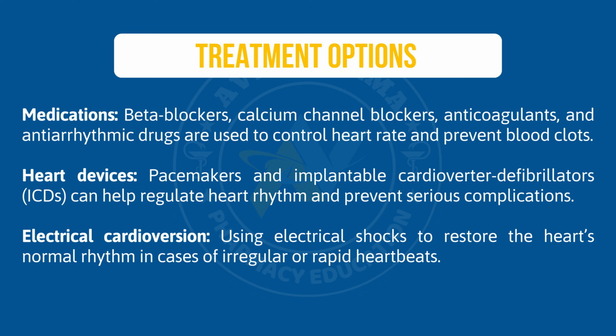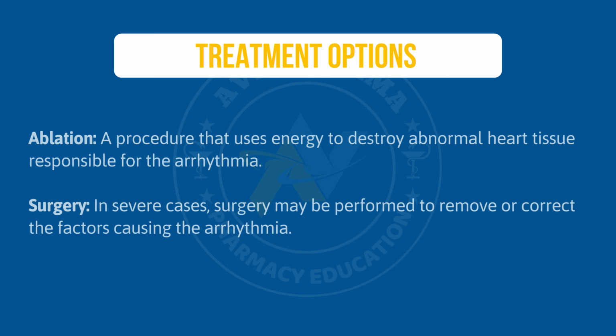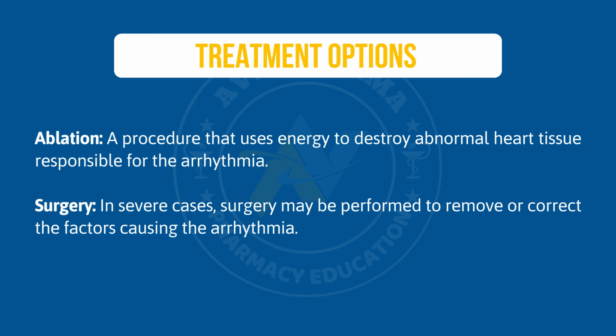Electrical cardioversion, using electrical shocks to restore the heart's normal rhythm in cases of irregular or rapid heartbeats. Ablation, a procedure that uses energy to destroy abnormal heart tissue responsible for the arrhythmia. Surgery, in severe cases, surgery may be performed to remove or correct the factors causing the arrhythmia.